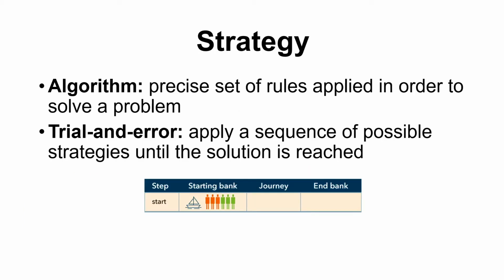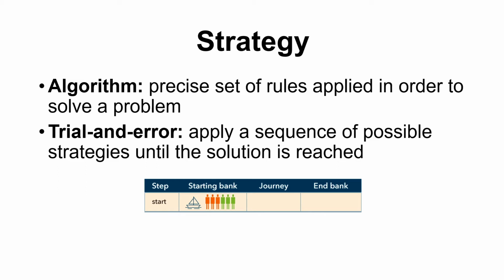Next, we're going to talk about potential strategies that we can use to solve a problem. Typically, we think of humans as using trial and error problem solving, at least to get started. With trial and error, you would apply a pretty standard sequence of possible strategies until you reach the solution.